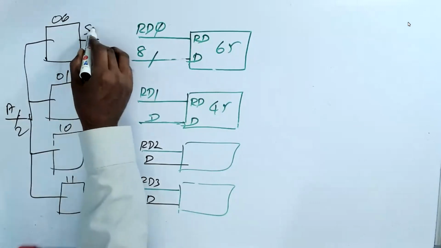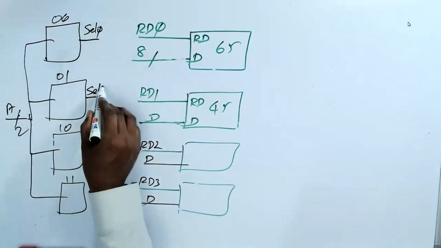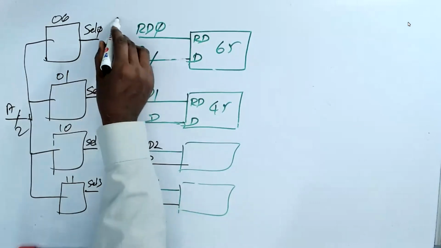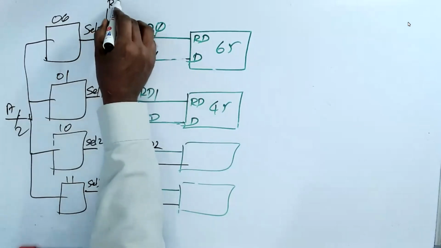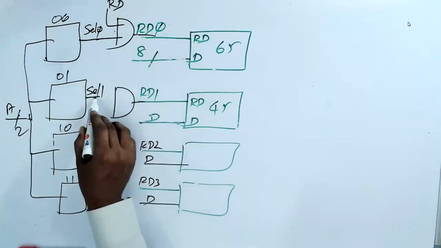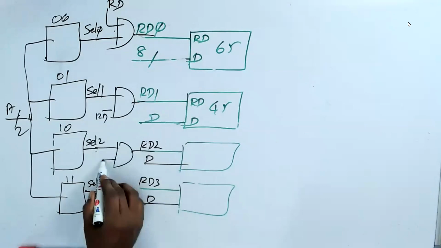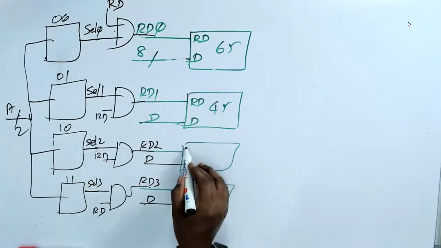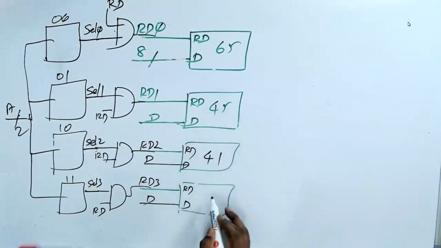This is called select 0. This is called select 1. This is called select 2. This is called select 3. Same for the RAM. And here I have once again an AND gate, and this goes to read. And here also an AND gate. This goes to read. This could be 41, 78, whatever it could be.